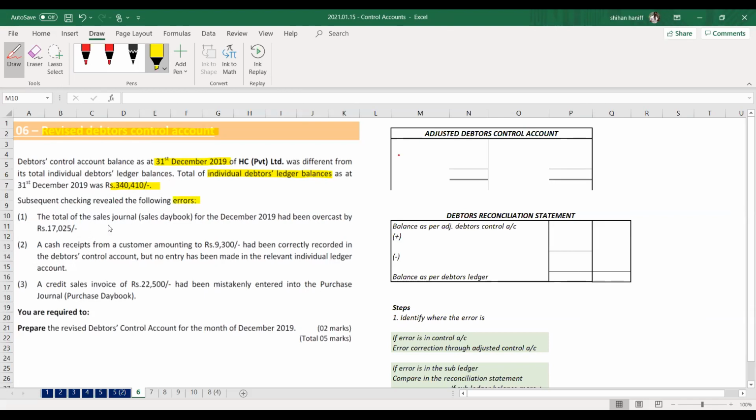We have these errors. Prepare the revised debtors control account for the month of December 2019, and also let's prepare the reconciliation statement as well. So I want you all to draw the control account, the adjusted or revised debtors control account, and the debtors reconciliation statement. Draw these two.